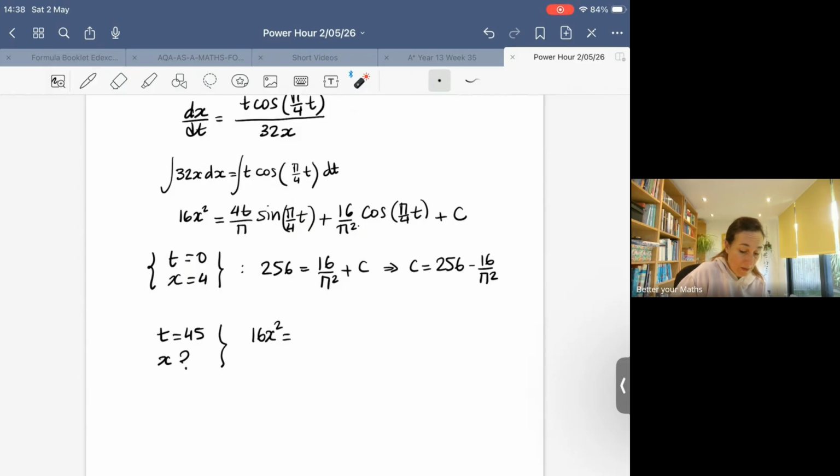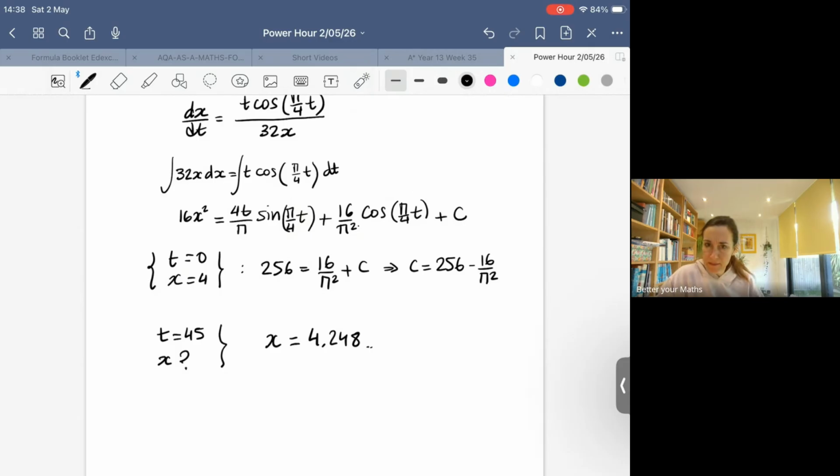I think I'm just going to give you the number in the mark scheme. Cos of pi times 45 divided by 4, divided by pi squared, plus the constant of integration, and then all divided by 16 and the square root of that, and I get 4.24.